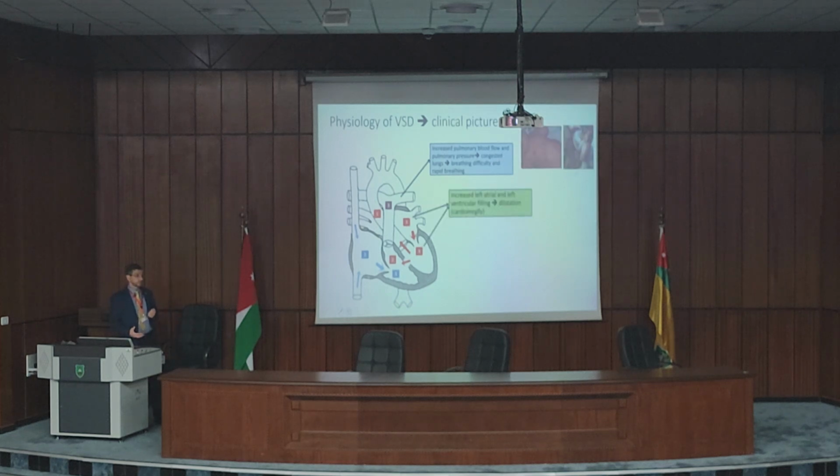You will have a lot of blood coming back to the left side of the heart, the left atrium and left ventricle. That will result in dilatation of those chambers, and that will give you the cardiomegaly that we see on the X-ray. You can also elicit that on physical examination of the heart. You will see that the heart is really shifted; the apical impulse is shifted to the left.